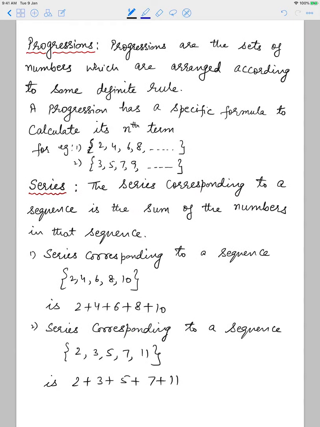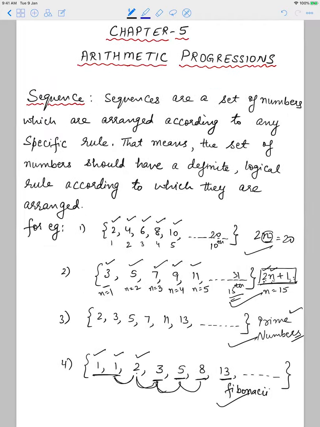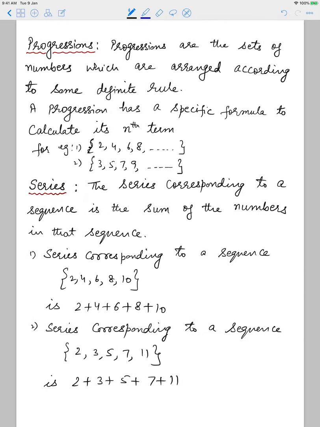What is a progression? Progressions are the sets of numbers which are arranged according to some definite rule. Like there has to be some formula which calculates each term of the progression. Okay, they have a specific formula. So just as I told you in the previous two cases, first and second, these two come under the category of progression. But these two are not progressions, but they are sequences. All of them are sequences, but out of these four sequences, only the first two are progressions, third and fourth are not progressions. So these are the two progressions.